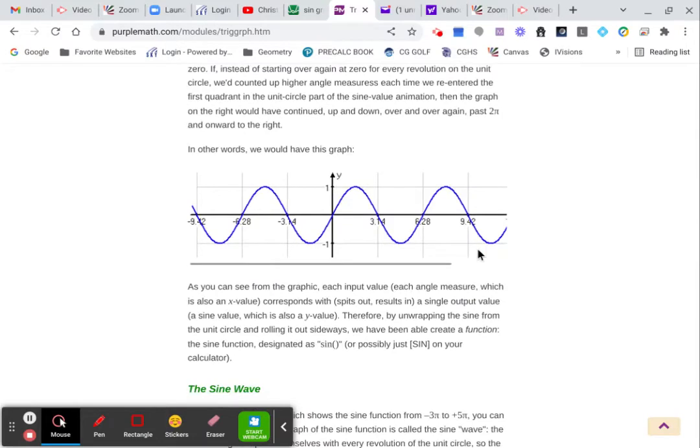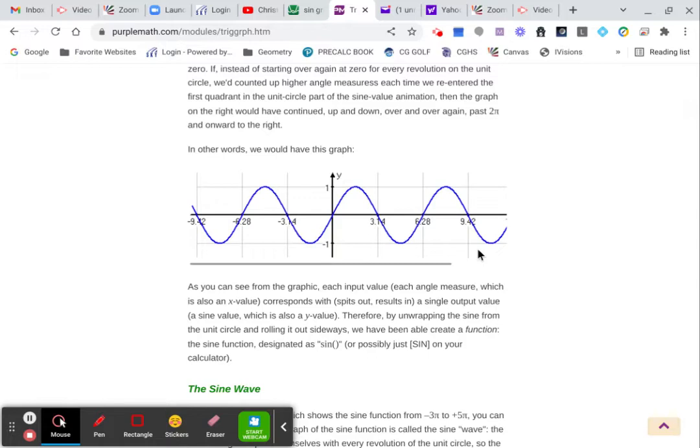As I scroll down, this right here represents one period of sine, and then you cut and paste it over and over and over, and it's just replicated an infinite number of times. Okay, and this is what a sine wave looks like.